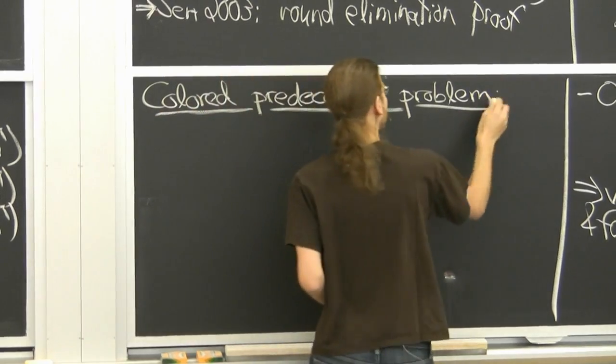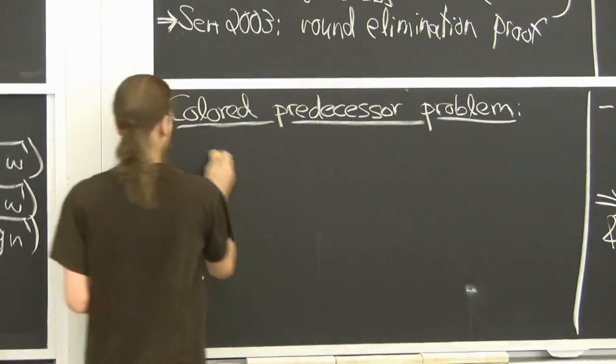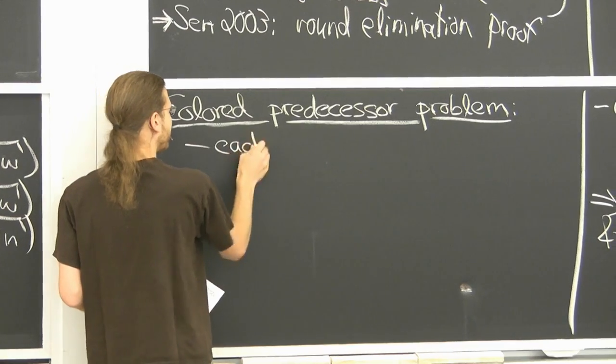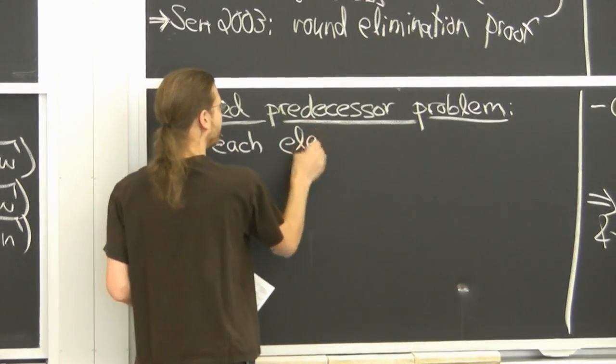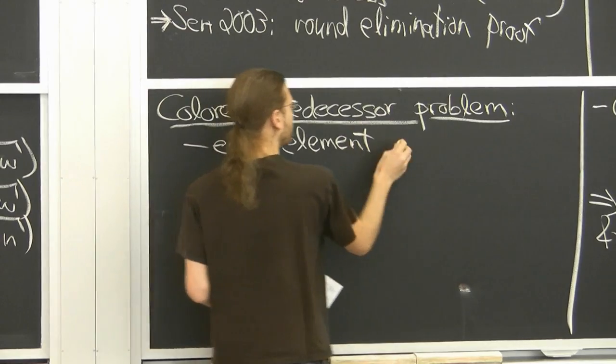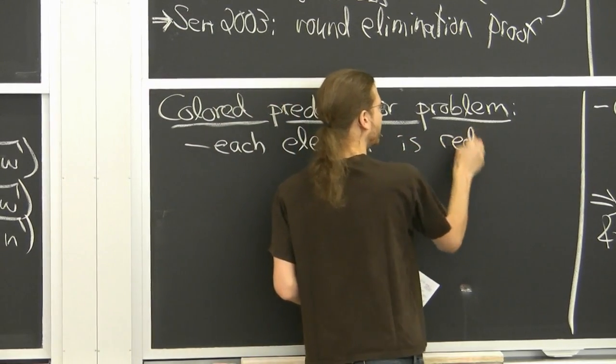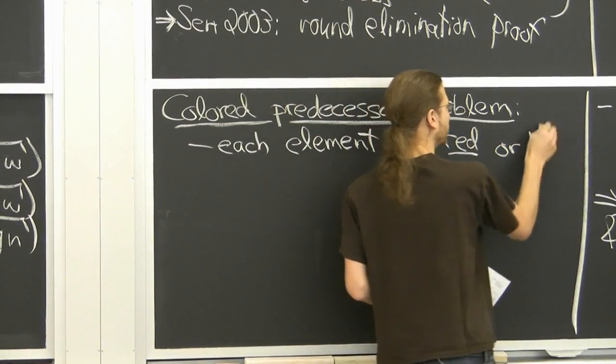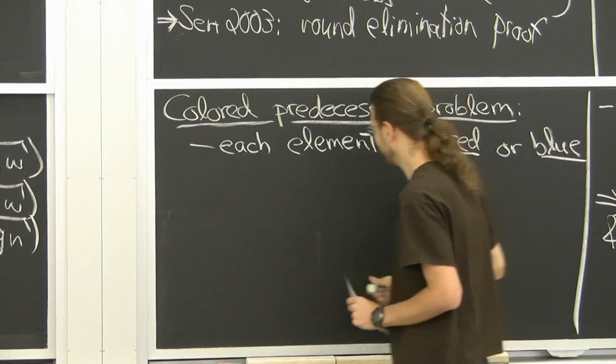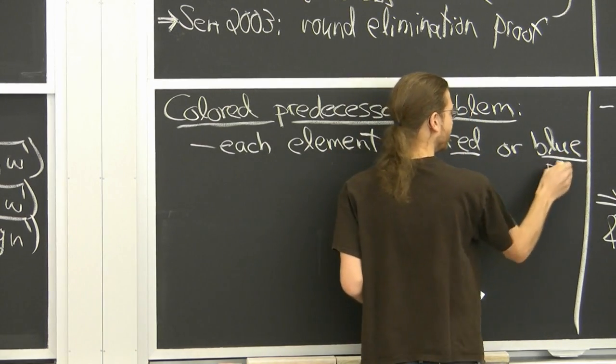An easier problem is called the colored predecessor problem. In colored predecessor, each element is red or blue.